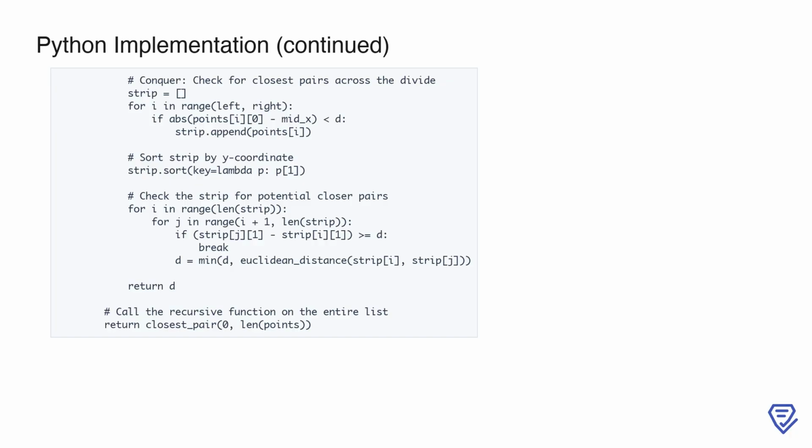Finally, the function returns d, the smallest distance found either within the left and right halves or across the dividing line. To solve the problem for the entire set of points, we call closest_pair with the range covering all points in the input list. This recursive approach ensures an efficient solution to the problem, leveraging both divide and conquer and geometric properties of the points.